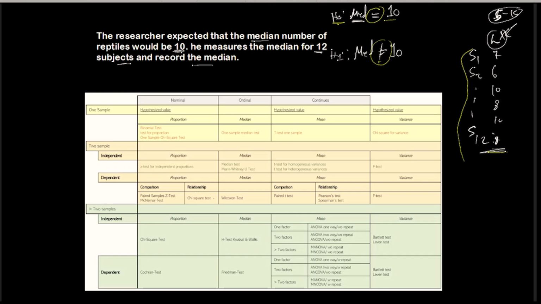Once again, we ask how many samples we have. It's obvious we have only one sample of 12, right? The second thing is to ask what kind of outcome variable we are dealing with. It seems to be ordinal. So basically, with one sample on an ordinal variable, I am in this block of cells.